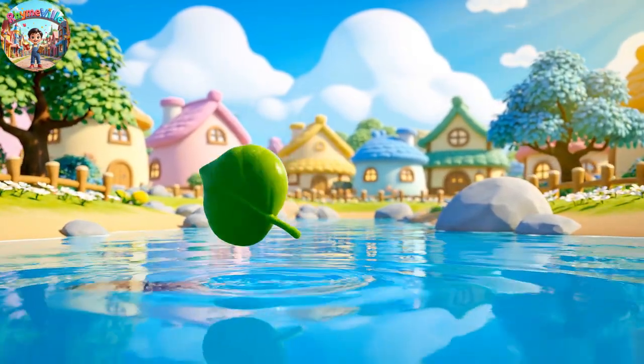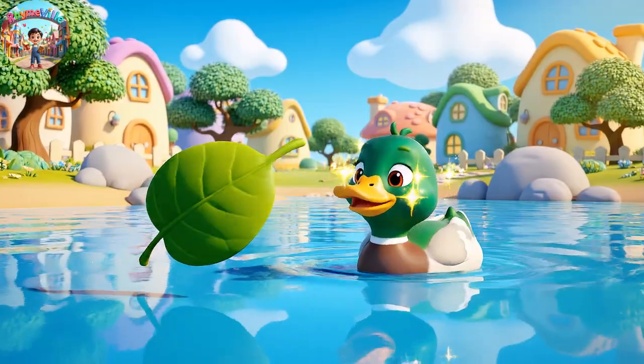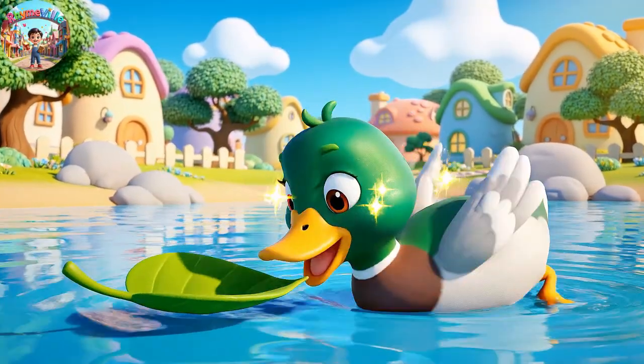Duck in the pond goes splash, splash, splash. Splash, splash, splash. The duck in the pond goes splash, splash, splash.